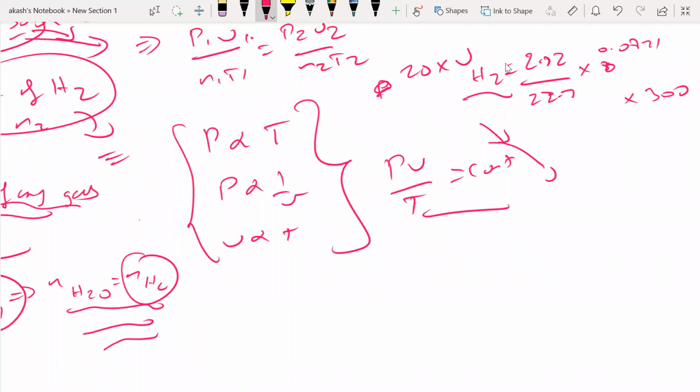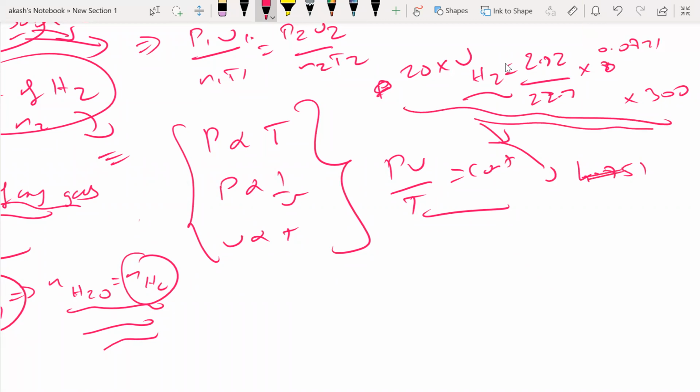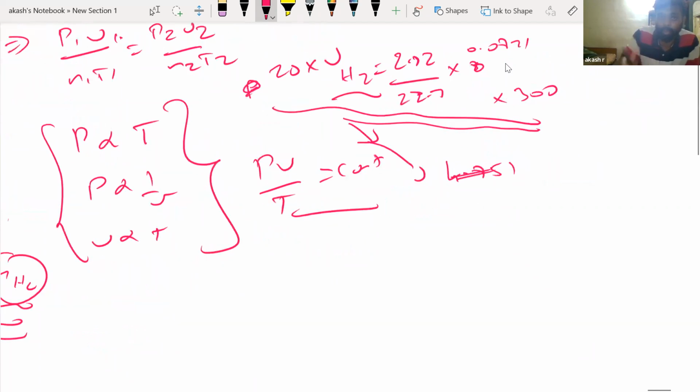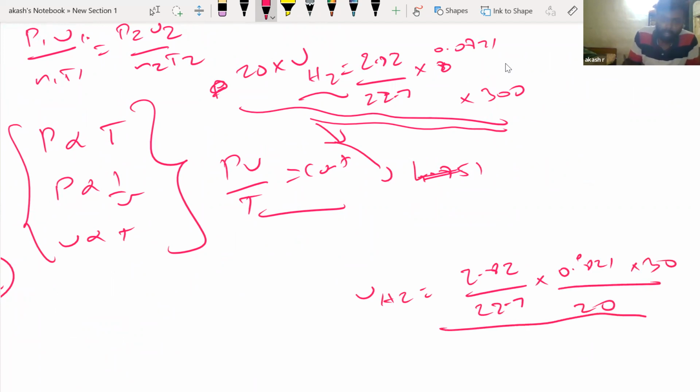4.851. Volume of H2 in the balloon. From these calculations, the volume of H2 should be equal to 2.82 divided by 22.7 into 0.0821 into 300 divided by 20. I want to know what this entire calculation gives. Quickly put it in the calculator, people. I can also do this.